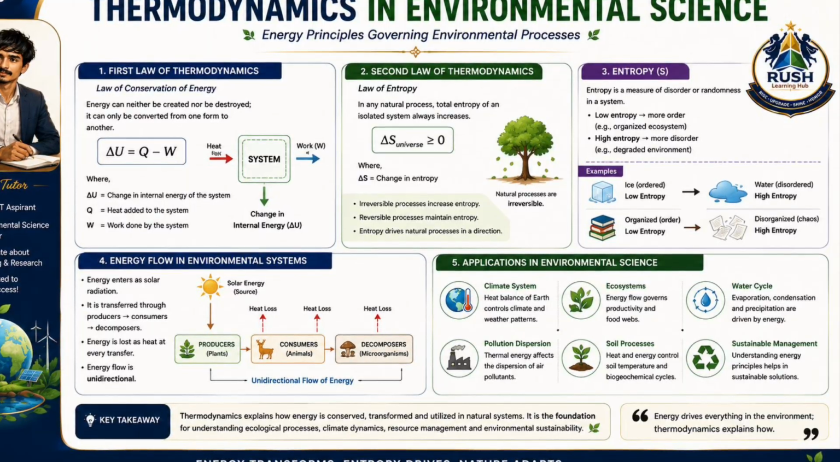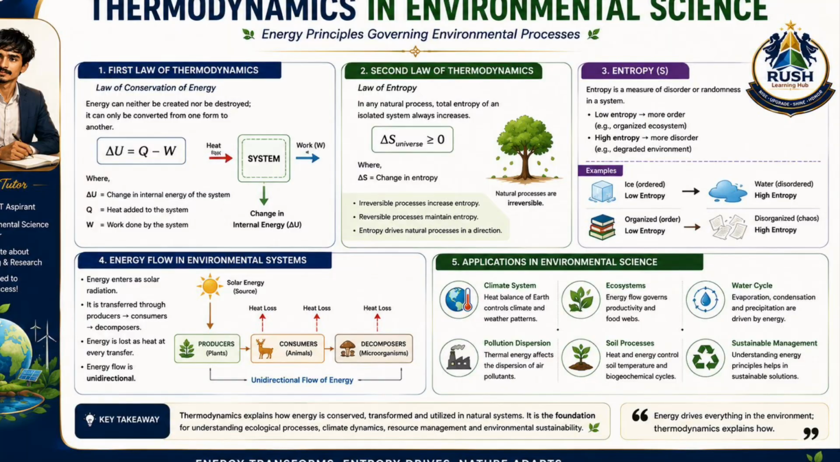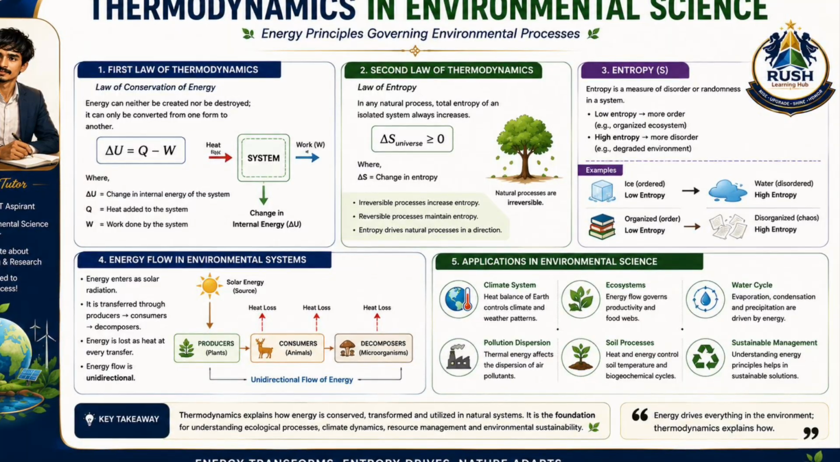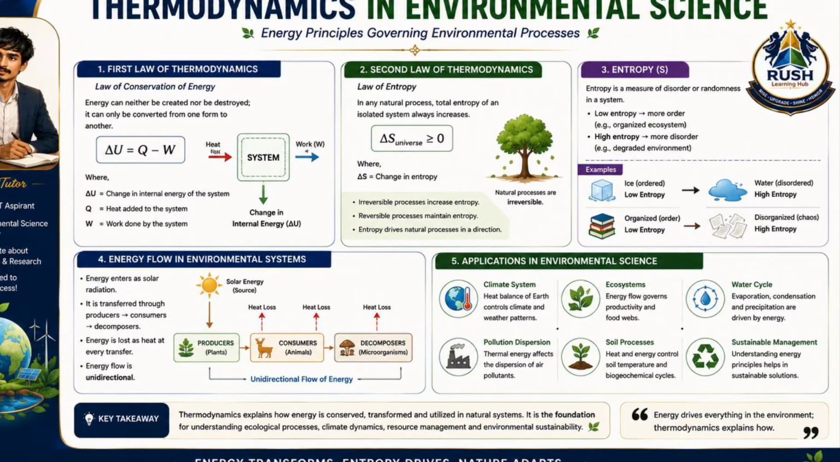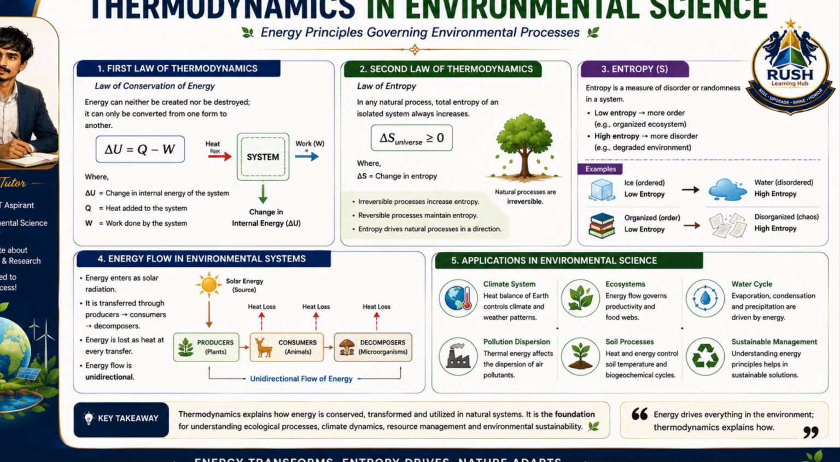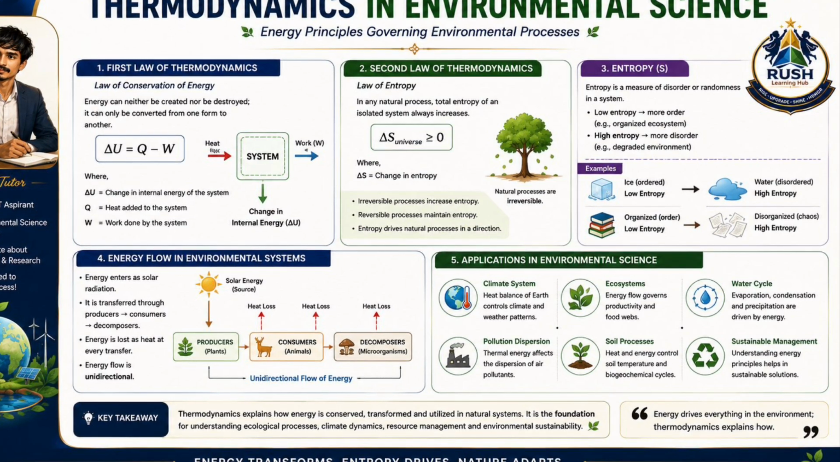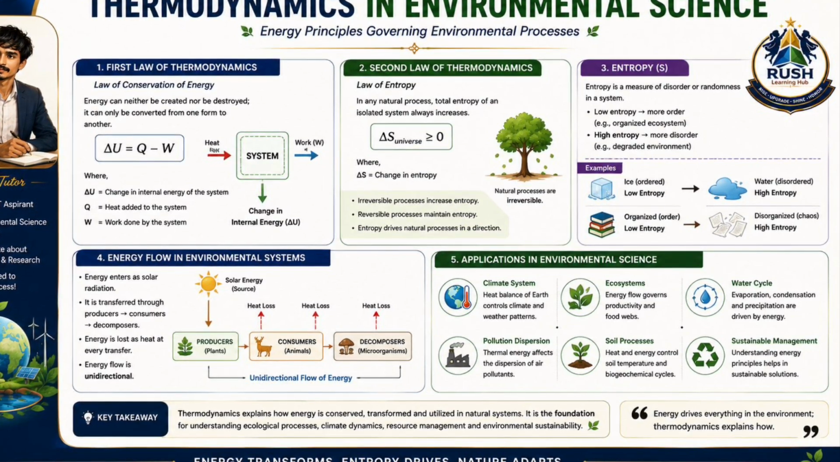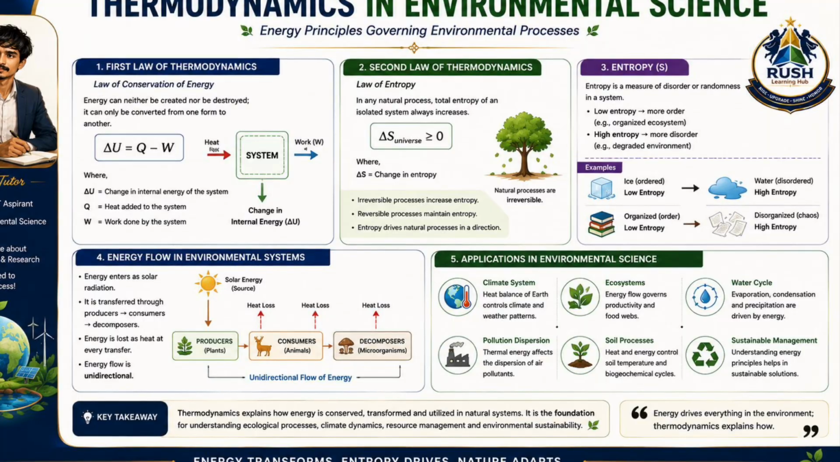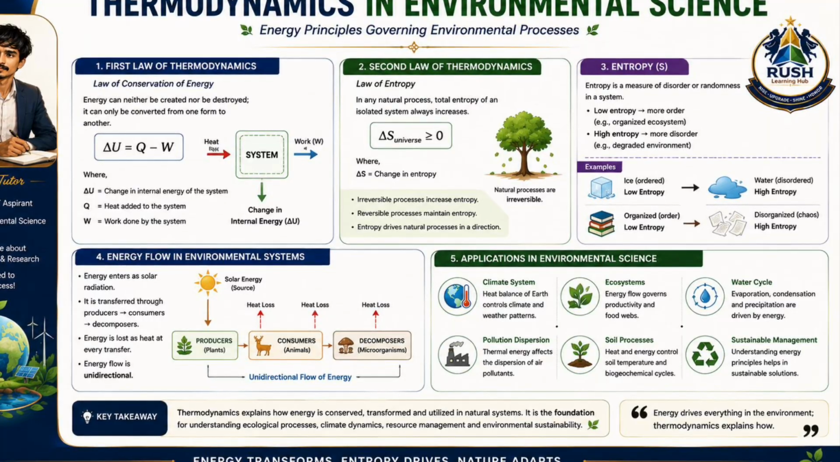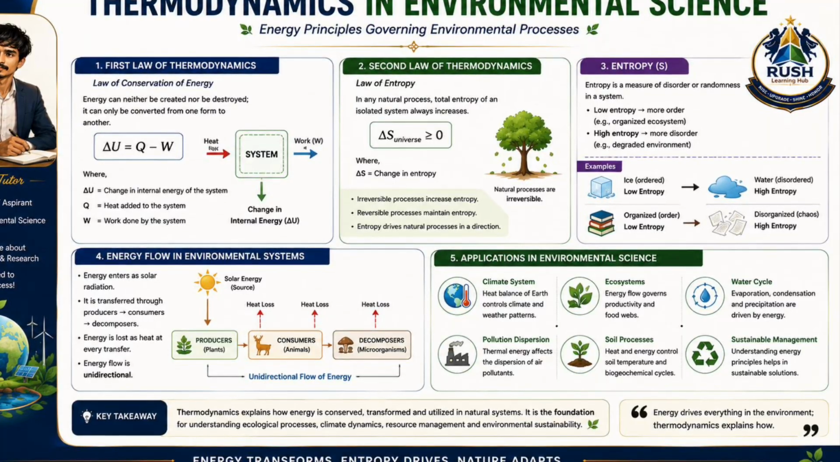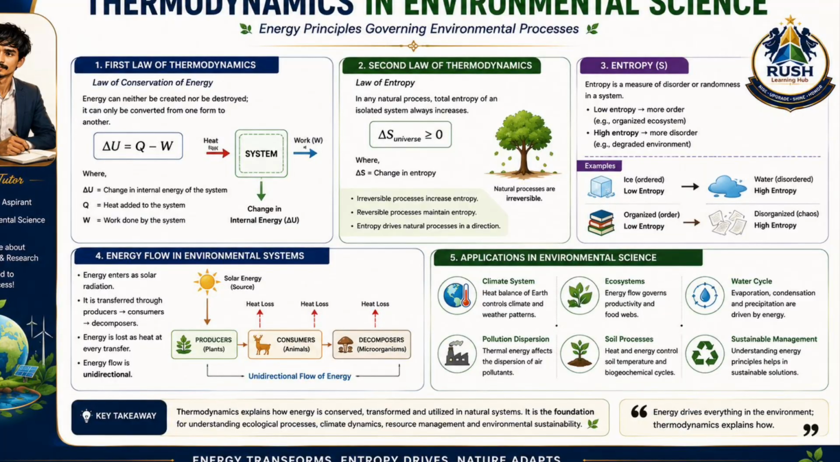In environmental systems, solar energy is converted into chemical energy through photosynthesis. Animals consume plants and transform that chemical energy into mechanical energy, heat, and biological work. The total energy is conserved, although its form changes continuously.